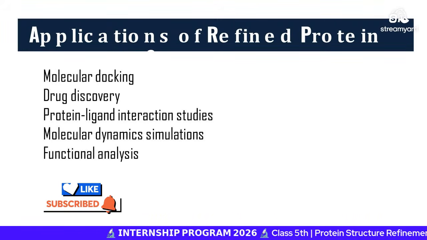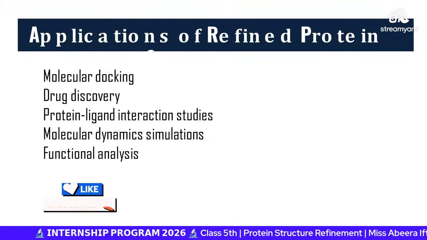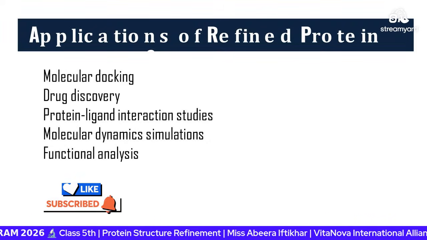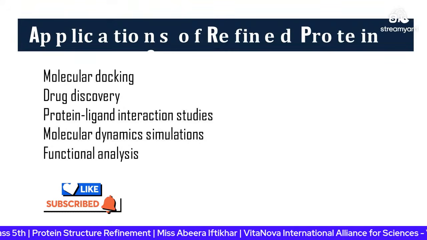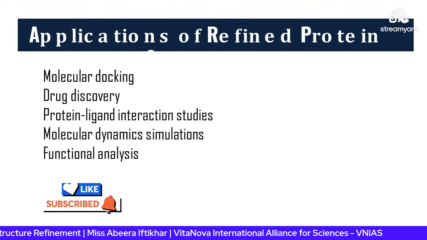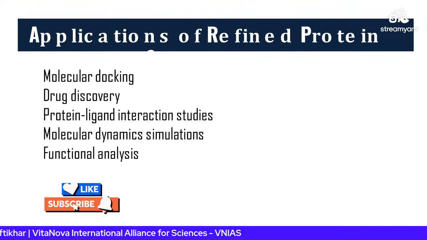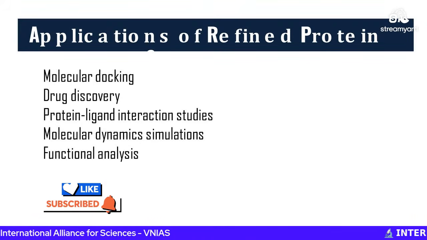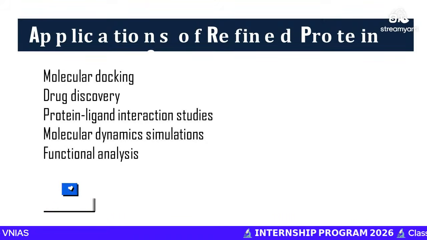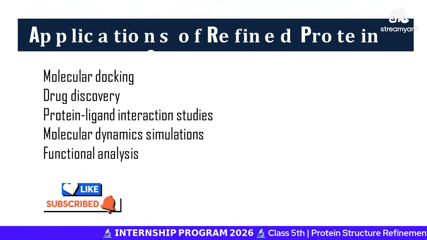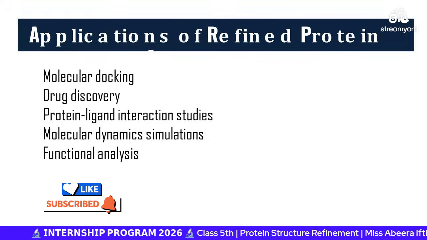So these are the applications of refined models or refined protein structures. We can use them for molecular docking, and it is a validated one. We can also move toward drug discovery or protein ligand interaction studies. This will give us the best docking score, and afterwards we can move toward other further analysis or simulation analysis. Next slide, please.